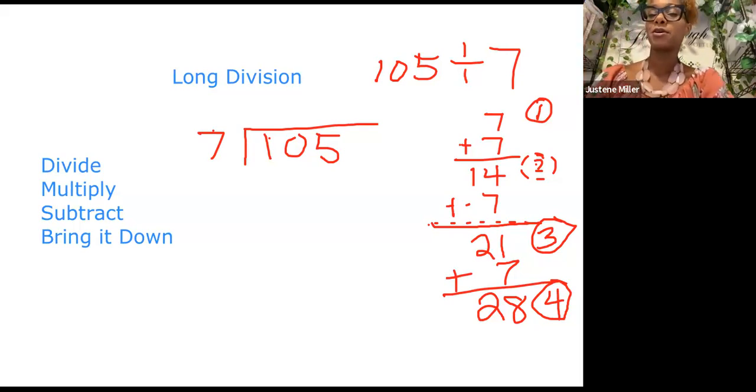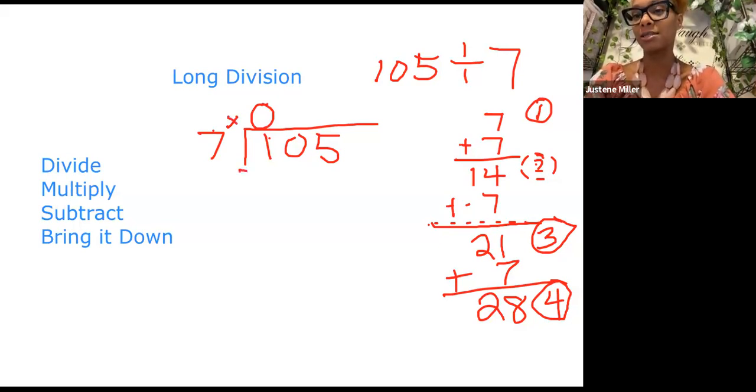Here we go. First step is to divide. And I start with the first number I see. The first number I see is 1. So how many groups of 7 can I take out of 1? Well, if I have 1 piece of candy, I can't give you 7. So my answer would be 0. Next step, multiply. 0 times 7 is 0. So subtract, third step, 0. And 1 minus 0 is just 1.